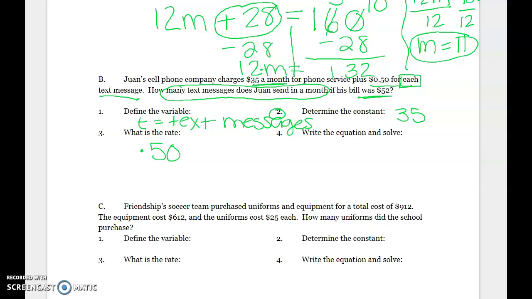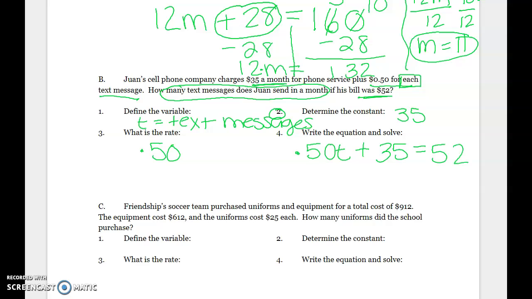Okay, so now I'm going to write my equation. I like to start with the variable first. So I'm going to start with 0.50 because that's my rate, and that goes along with the variable. I pay 50 cents per text, so 50 cents times t, because I figure out how much I'm paying for the texts. I'm going to just do 0.5 times how many texts I send. Then I also, in addition to that, have to pay my $35 a month. And when I do that, my final bill, it says here, is $52.